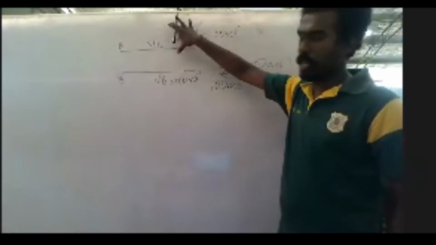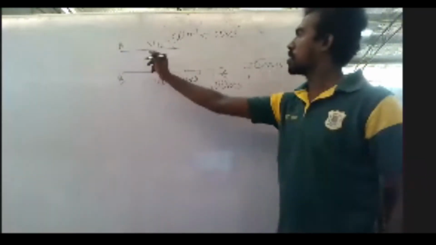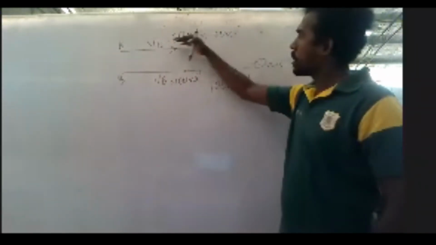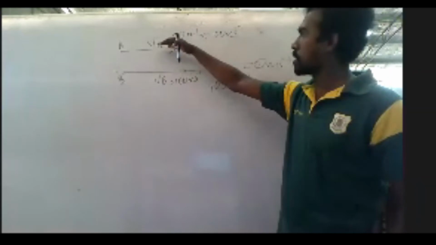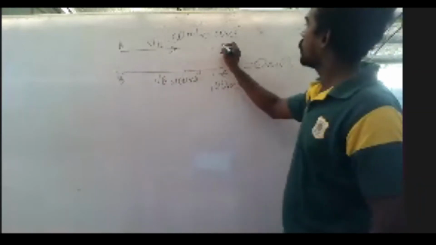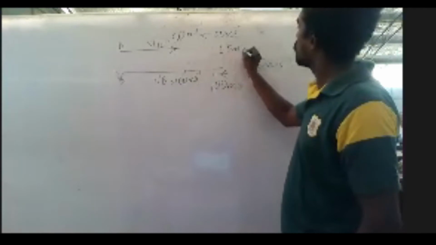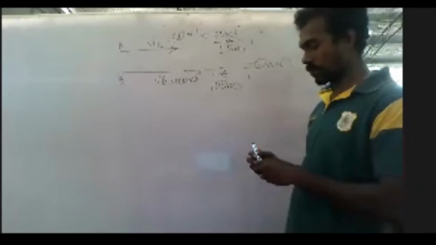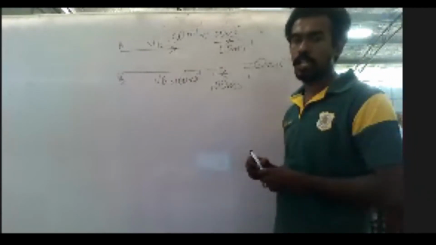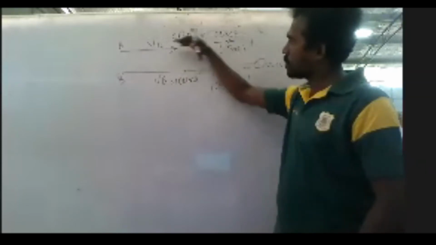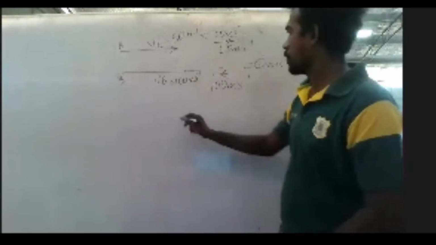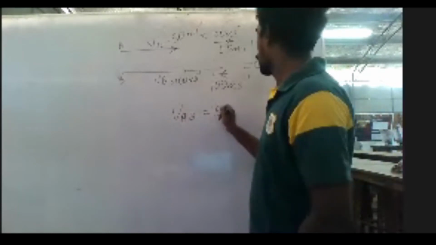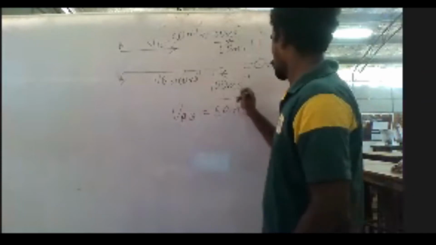So now the resultant of A is 50 meter per second this way, right? And now I am applying a velocity, that is 100 meter per second this way. So now the resultant is 50 meter per second this way, right? So the velocity of A relative to B is 50 meter per second this way. Velocity of A with respect to B is equal to 50 meter per second this way.